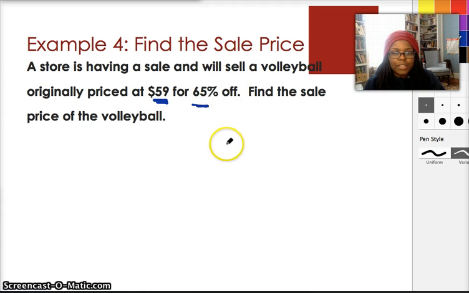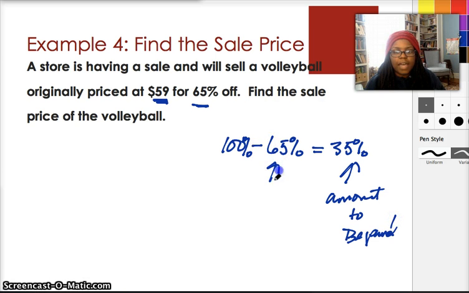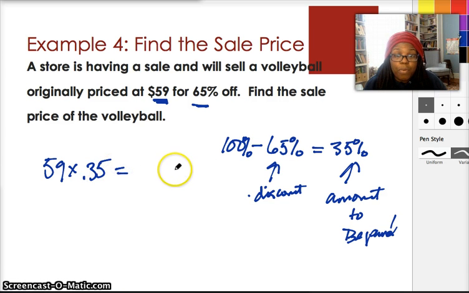Well, let's think. 100% of the price is the original. If I take 65% off, I'm going to be left with 35%. Okay? And so this is the amount that I'm paying. So this is the amount to be paid. And here, this is the discount. So a really quick, easy way of doing this type of problem is to take your 59 and calculate what 35% of that is, because that's just going to be my new price.